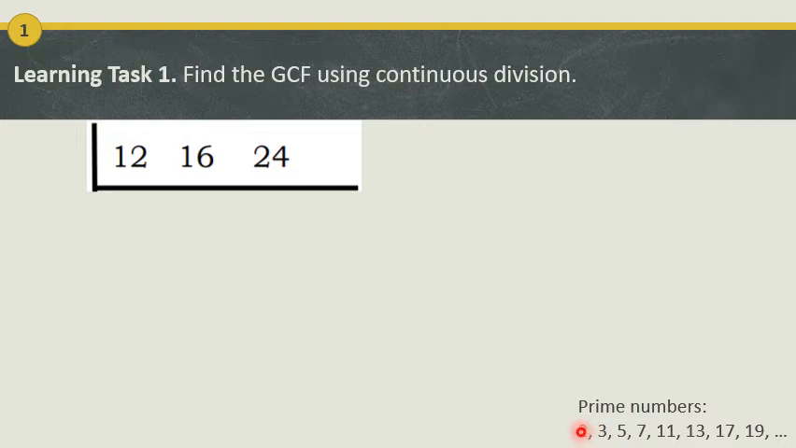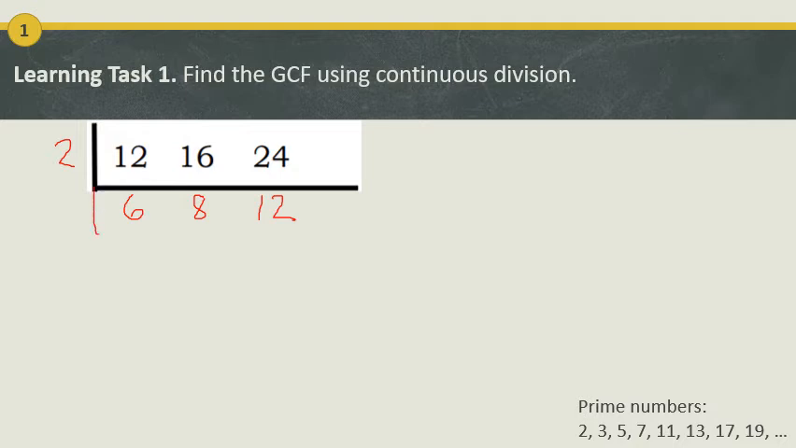So, lagi tayo magsisimula sa 2. So, sa 2, ang rule natin ay kailangan lahat sila ay even number. So, ito ay even, even, even. So, pwede siyang i-divide sa 2. 12 divided by 2 is 6. 16 divided by 2 is 8. And 24 divided by 2 is 12.